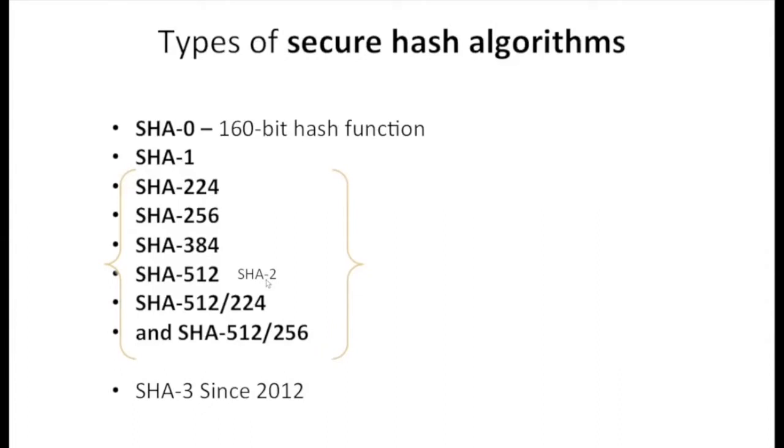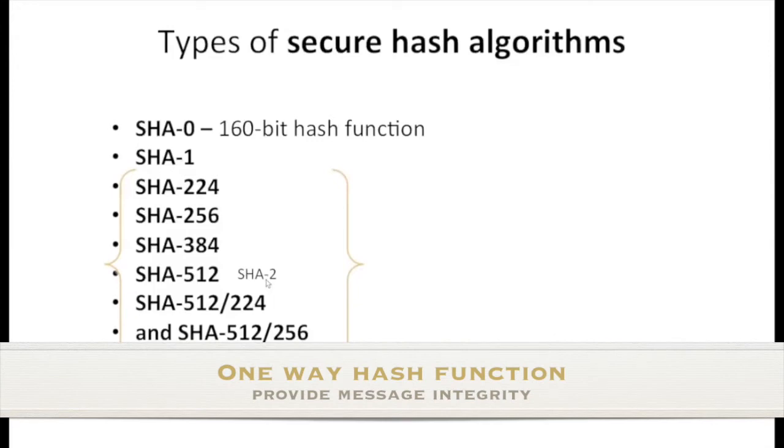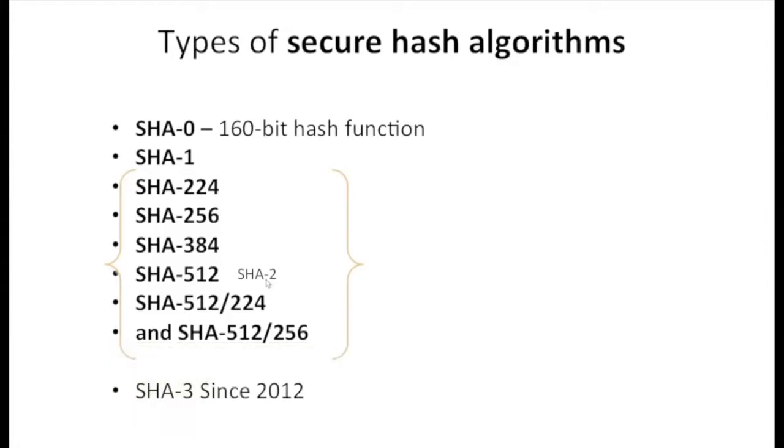What is the use of SHA algorithms? All of the SHA algorithms are iterative one-way hash functions that can process a message to produce a condensed representation called a message digest. So what is the use of a message digest? Message digest is used for message integrity. Any change to the message will result in a different message digest.